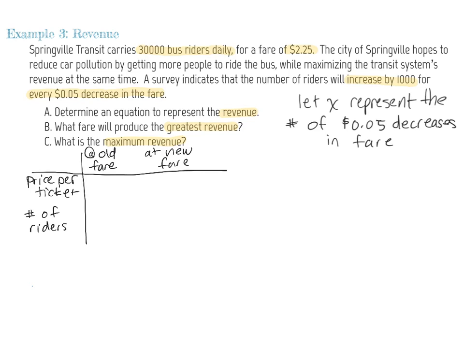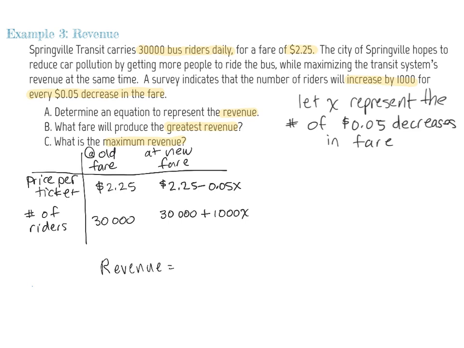Okay, the old fare is $2.25 for each ticket. Our new fare is $2.25 minus 0.05 times x. In other words, we decrease the fare x times by $0.05 each time. At our old fare, we had 30,000 riders, but at our new fare, we hope to have more: 30,000 plus 1,000 times each number of decreases, so 30,000 plus 1,000x. We can then set up an equation to represent our revenue, which is the total number of tickets sold times the price for each ticket.